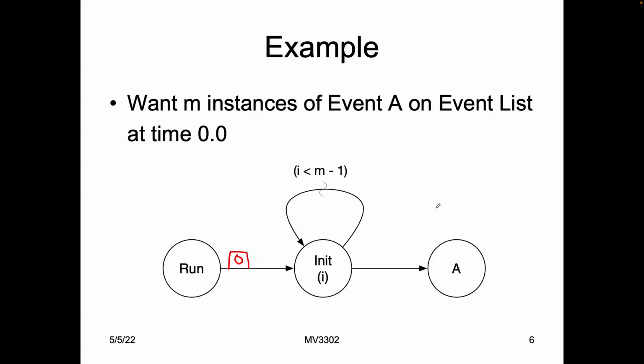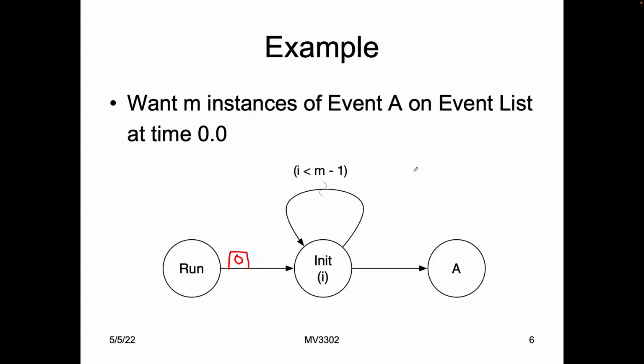So one of the main use cases for this is a situation where, and this is actually going to be, I forget if I'm going to ask you to do this problem or not, consider a shop where we have a bunch of machines. Let's say we have M machines in our shop, and what we're modeling is their failures. They run, but then they fail, and when they fail, we have to do some stuff. When we start up the simulation, we have M machines. We want to have M failure events on the event list.